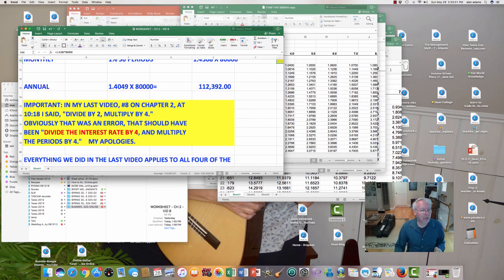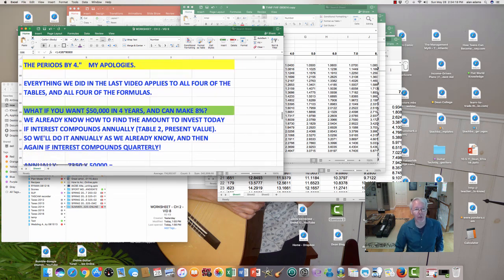At 10 minutes and 18 seconds, I made the comment divide by 2, multiply by 4. That was clearly incorrect. When you're dealing with quarterly mathematics, you divide the annual interest rate by 4, not by 2. Okay? And still multiply by 4. So if you're dealing with 1 year, you would multiply for 4 periods. 2 years, it would be 8. 3 years, it would be 12, obviously. So I apologize for that. Please make sure you make a note of that.